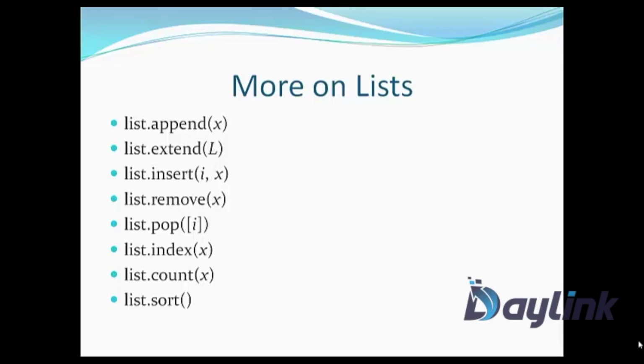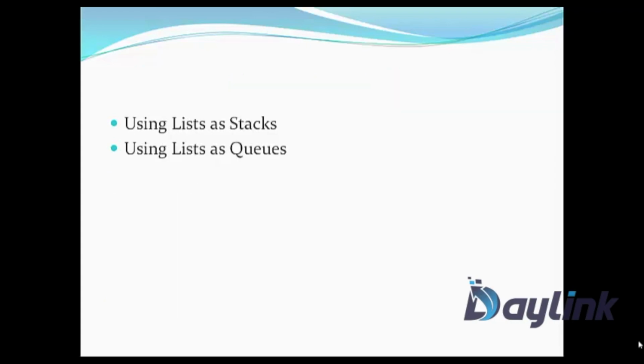List.pop removes the item at the given position in the list and returns it. If no index is specified, it removes and returns the last item in the list. List.index returns the index in the list of the first item whose value is X. List.count returns the number of times X appears in the list. And the last one is list.sort, which sorts the items of the list in place. The list can also be used as a stack and as a queue.